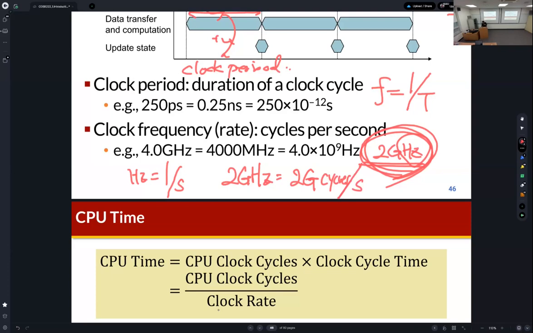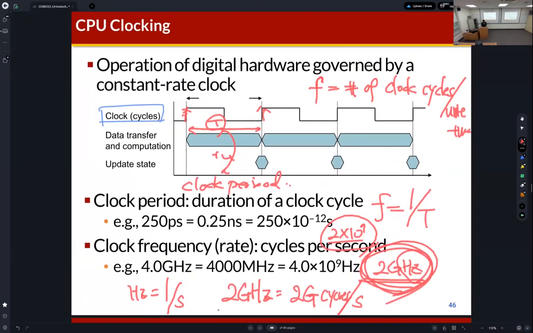2 giga means 2 to the power 9. So there are 2 billion clock cycles within 1 second. This is the meaning of the clock frequency. And if we know the frequency of a clock signal, then we can calculate the clock period. The clock period is the time gap between two consecutive rising edges.